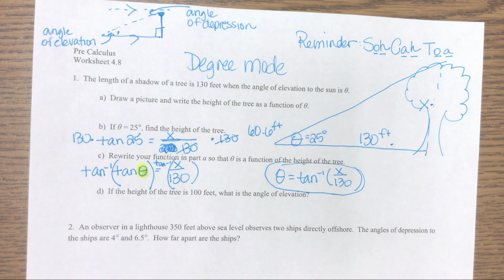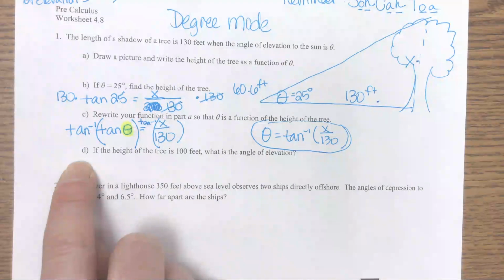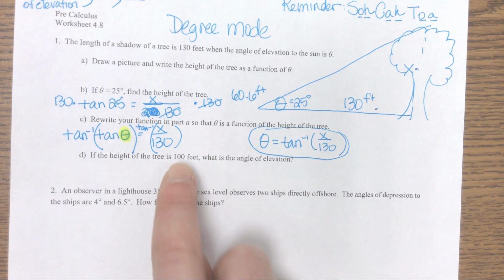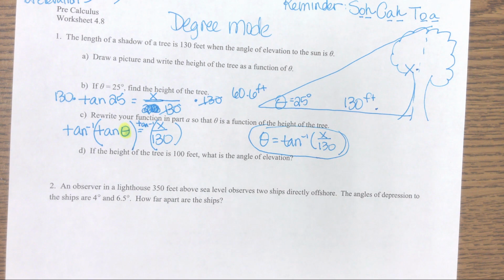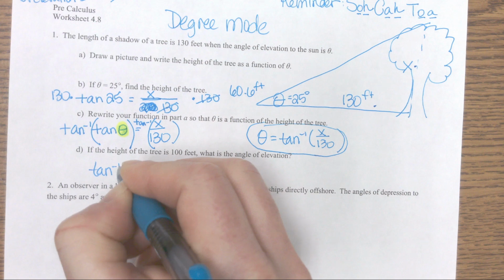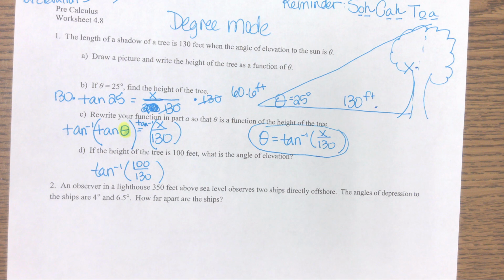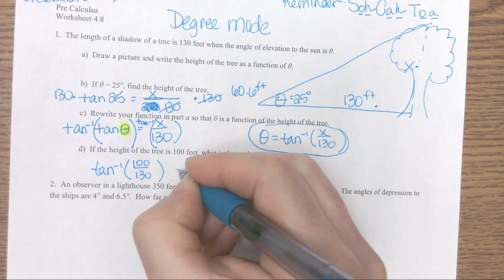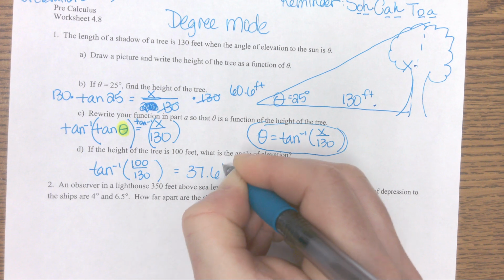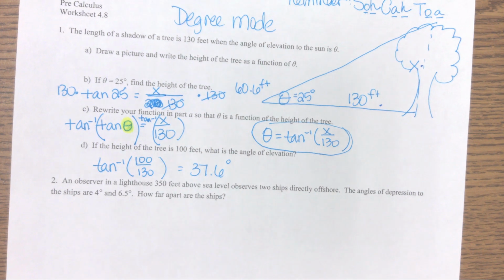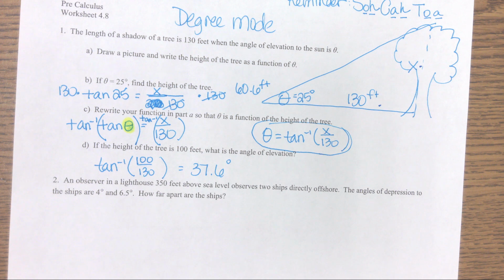Would you use your new equation and use the tangent inverse button on your calculator and do D? Find the angle when the height of the tree is 100. Did you get like 37.6 degrees? Okay. Okay, does that make sense?